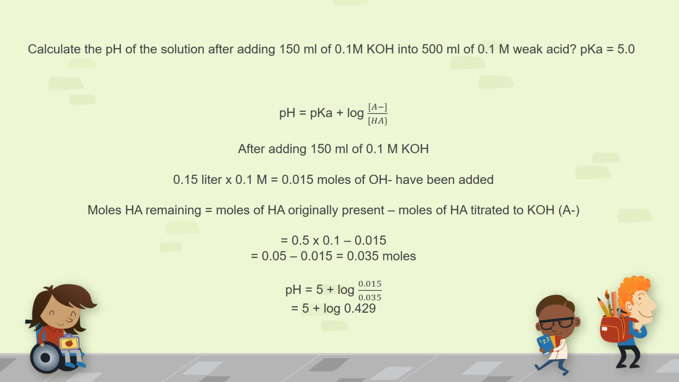So pH is equal to 5 plus log of 0.015 divided by 0.035, and you will get a value of 4.63. So when you add 150 ml of 0.1 molar potassium hydroxide into 500 ml of 0.1 molar weak acid, you will get a pH of 4.63. Here the pKa value of the weak acid is 5, and it is calculated based on that.